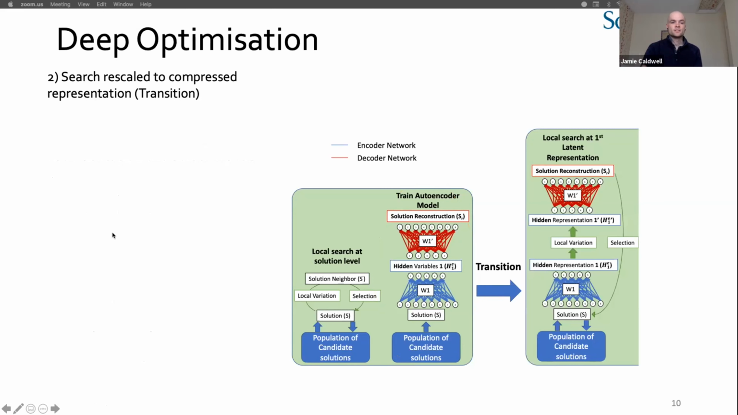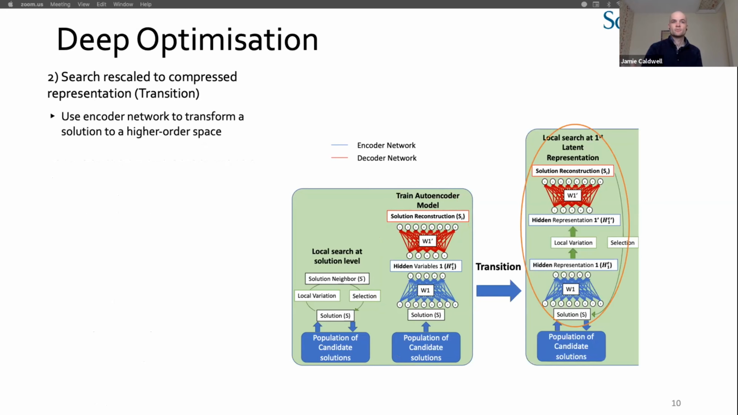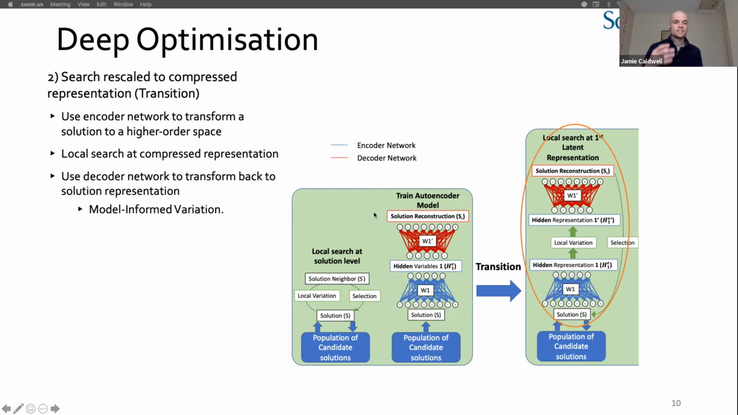So after this, once our model has learned something, we then call this a transition. And now we apply the same evolutionary process, but now at the hidden representation. So each solution is taken from the population and updated by performing local search at the hidden representation. The encoder network is used to transform the solution to the hidden representation. A local change at this hidden representation is made, and a decoder network is then used to transform this change back to the solution representation. This can then be applied through the fitness function, and selection can be applied to see if this high order change improved the solution. If so, the solution is kept, and the process repeats. We call this process model informed variation, and it is performed for each solution in the population.